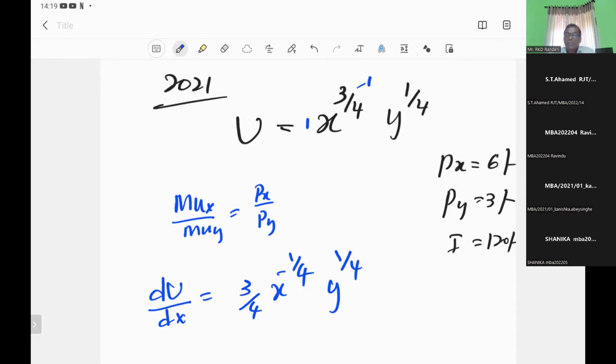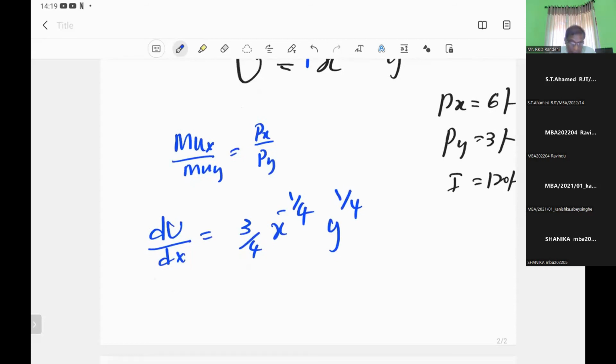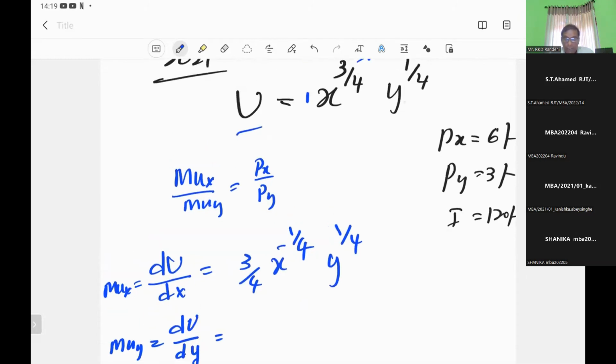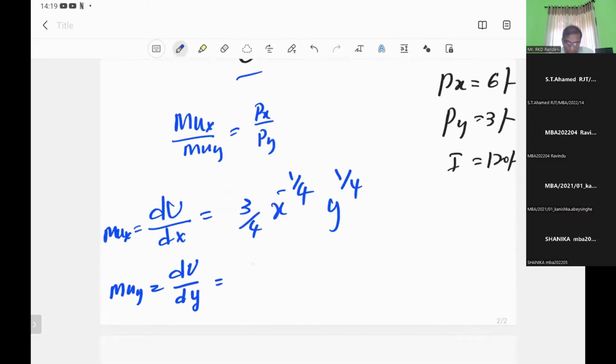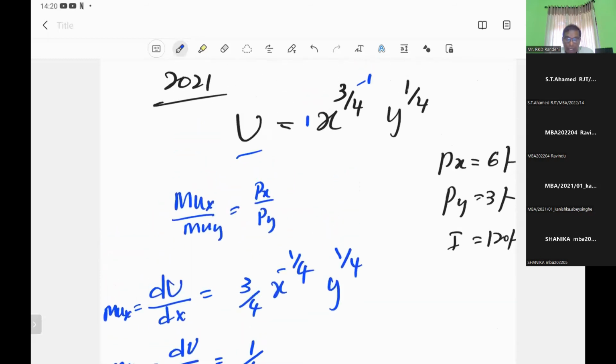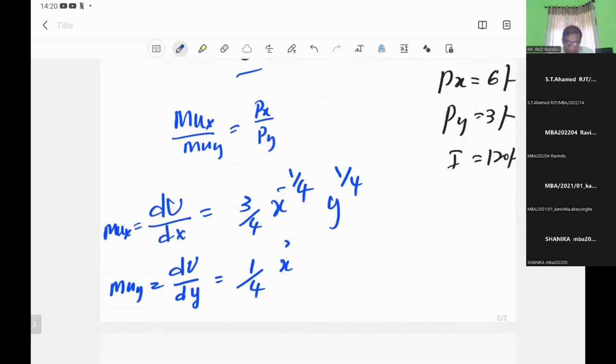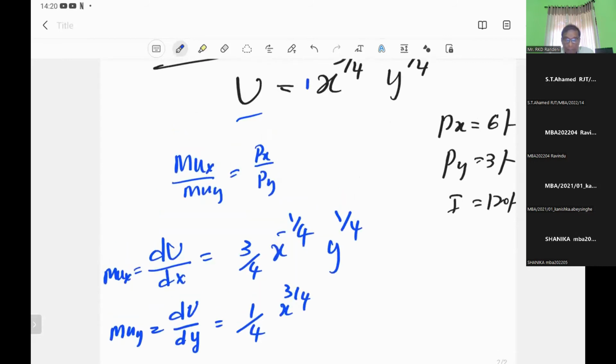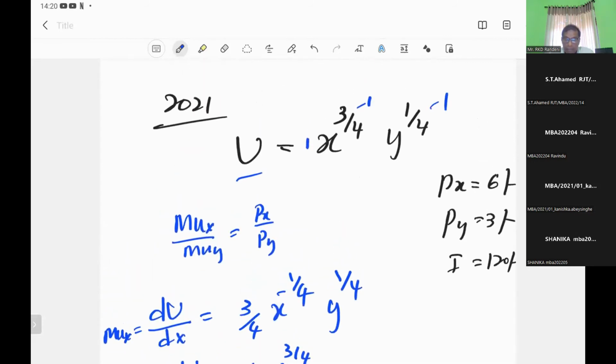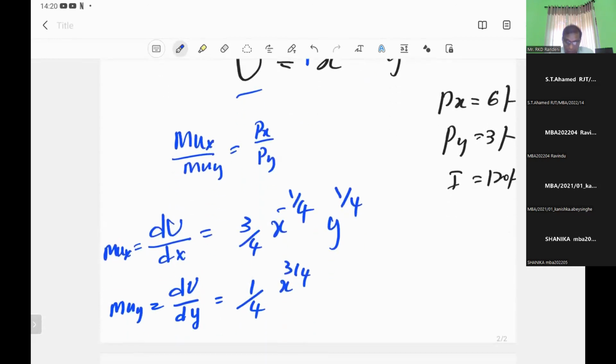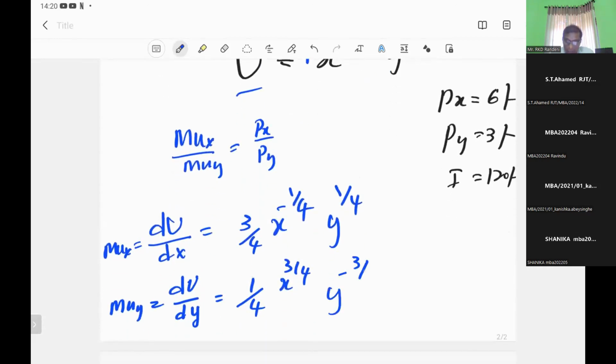That part is not changed, right? That is MUX, right? Then MUY, du divided by dy. Then you have to differentiate this U function with respect to Y. Then 1/4 into 1. Here 1/4, X to the power 3/4 as it is, you have to write. Then here deduct 1, then minus 3/4, Y to the power minus 3/4.